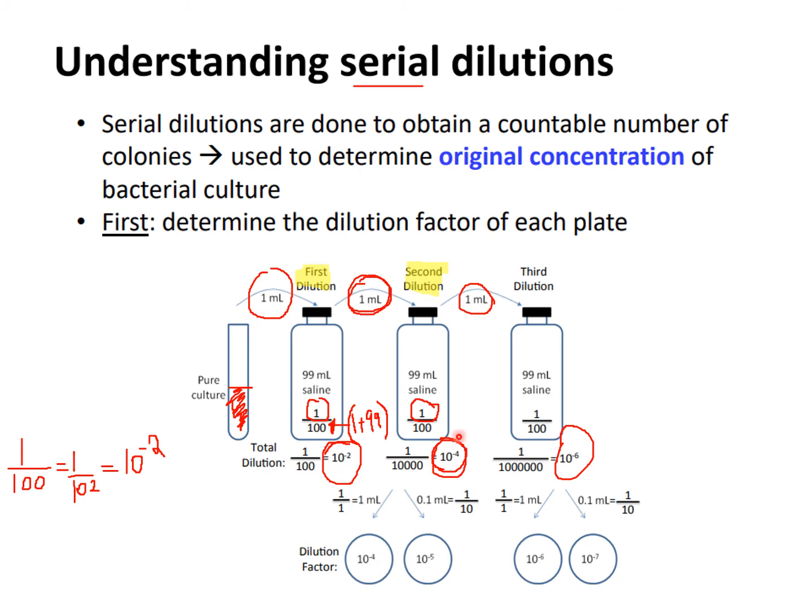But what if you are still using that second test tube right here? As we said, the second test tube's dilution factor is 10 to the negative 4. What if you plate 0.1 mil? Now, what is 0.1 mil? Let's go ahead and write it.